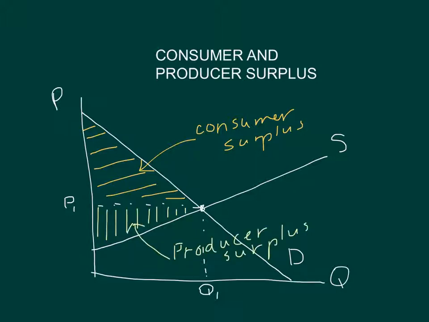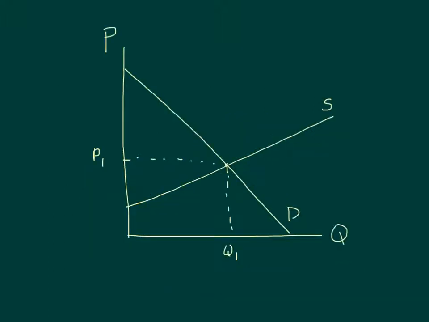And we're going to use this framework to demonstrate that the sum of these surpluses, the consumer plus producer surplus, that entire large triangle, is going to be maximized when we allow this market to go to its equilibrium, or here that's P1 and Q1. Let's first think about why consumer surplus and producer surplus are named as they are.